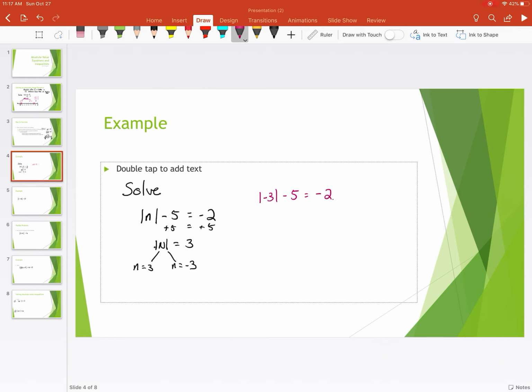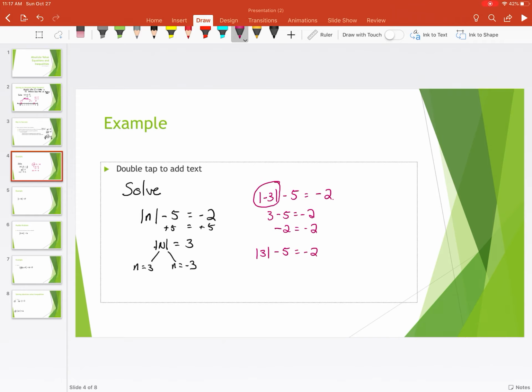Let's say absolute value of negative 3 minus 5 equals negative 2. We have to evaluate this before we can add anything. So what is the absolute value of negative 3? Well, that's 3. Now we add left to right, and we get negative 2 equals negative 2.